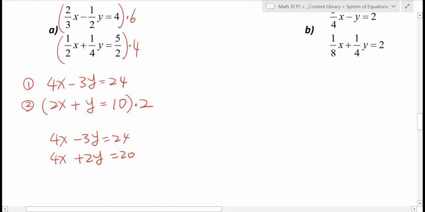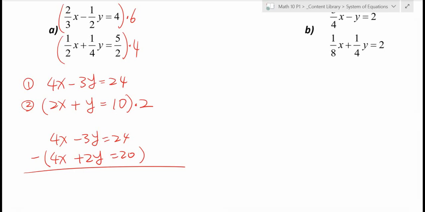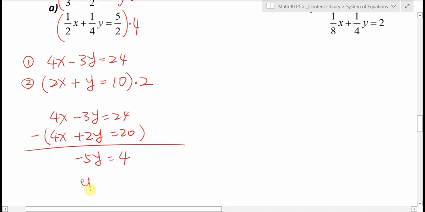That's positive 4x. That's also positive 4x. So to eliminate x, we need to minus them. 4x minus 4x is 0x. Negative 3y minus 2y is negative 5y. 24 minus 20 is 4. Divide both sides by negative 5. y equals negative 4 over 5. And that is your y value.